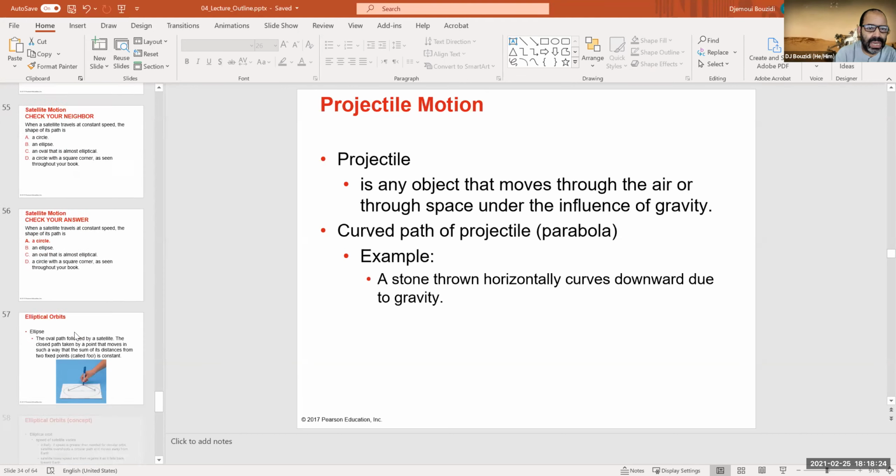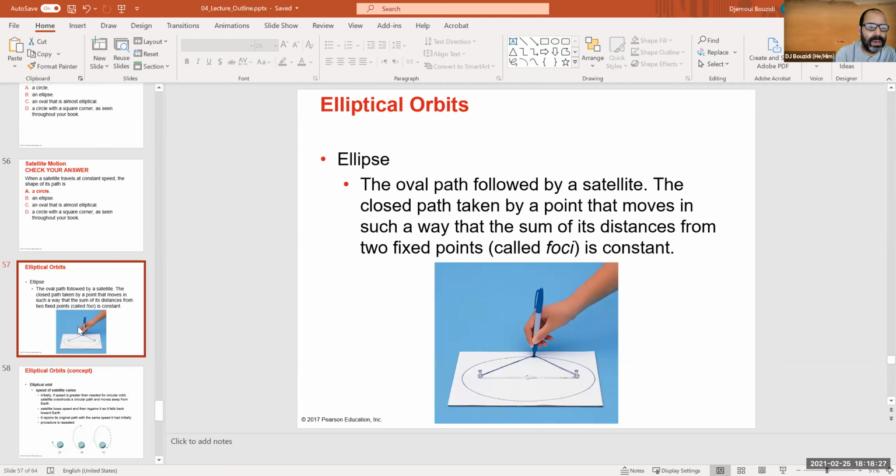But let me get into the slide that I talked to you about, and that is the elliptical orbits as part of Mr. Kepler's laws of motion for the planets going around the sun. And this is true even for the orbit of the satellites, for anything, okay, because of the universal gravitational law. So the oval path followed by a satellite, the closed path taken by a point that moves in such a way that the sum of its distance from two fixed points, those points are called the foci or focuses. It doesn't matter which way you say it, both of them are correct, okay?